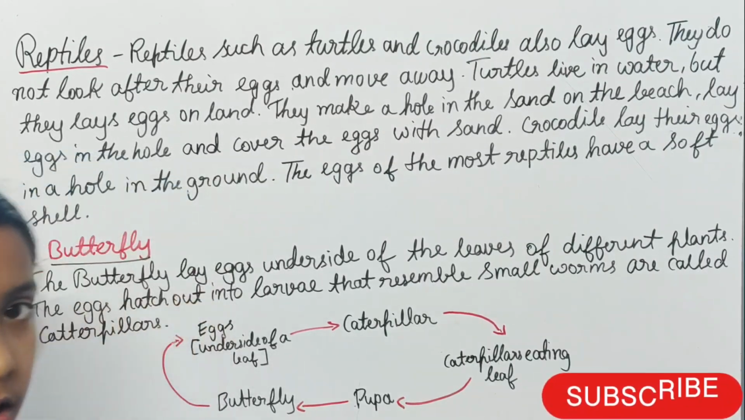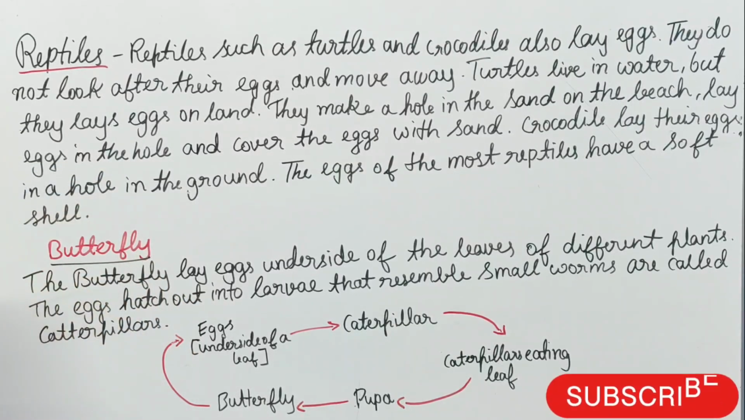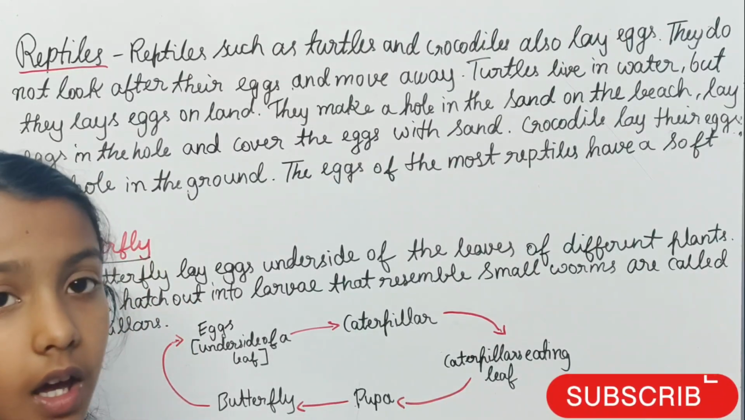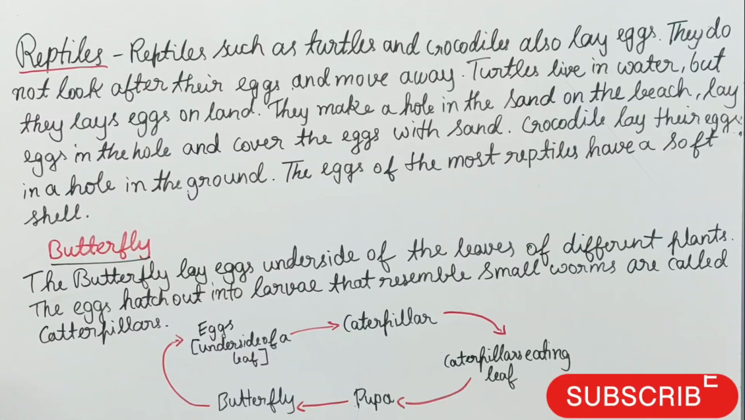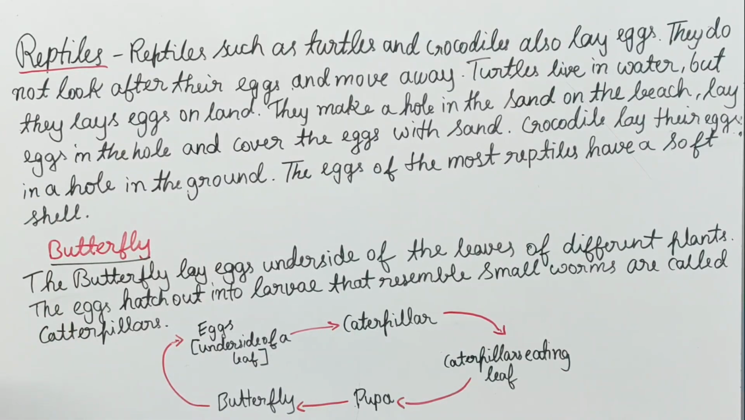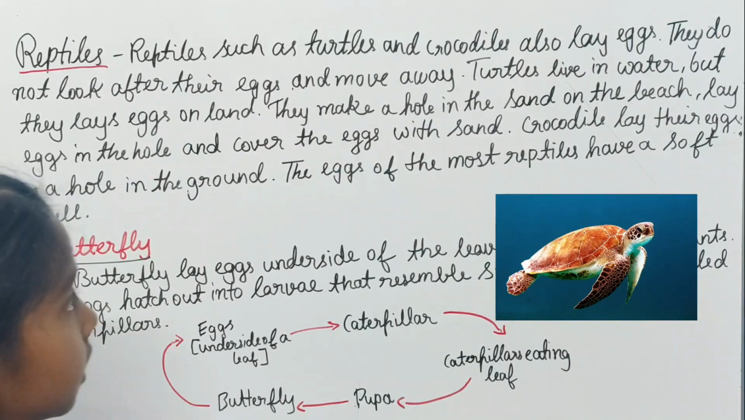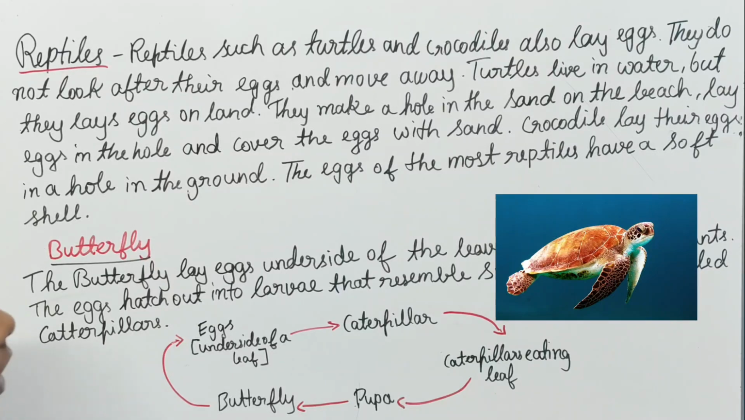Reptiles. So now we will learn about reptiles. Reptiles such as turtles and crocodile also lay eggs. Okay, reptiles also lay eggs like turtles and crocodile. Turtle is actually similar to the tortoise. You can see the turtle here. Okay, that's a turtle. So the turtle is similar to the tortoise.